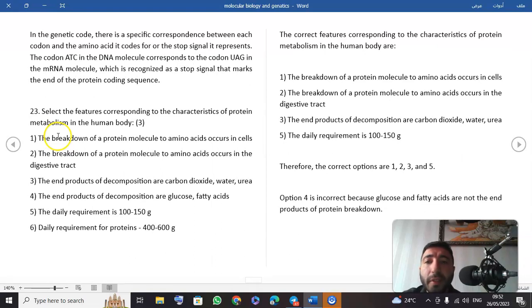Select the features corresponding to the characteristics of protein metabolism in the human body. First of all, the breakdown of protein molecules to amino acids occurs in cells. That one is correct. As well, breakdown of protein molecules to amino acids occurs in the digestive tract. That's also correct. And the end products of decomposition are carbon dioxide, water, urea, which is correct. The daily requirement is 100 to 150 grams, also correct. Option number 4 is incorrect because glucose and fatty acids are not the end products of protein breakdown.